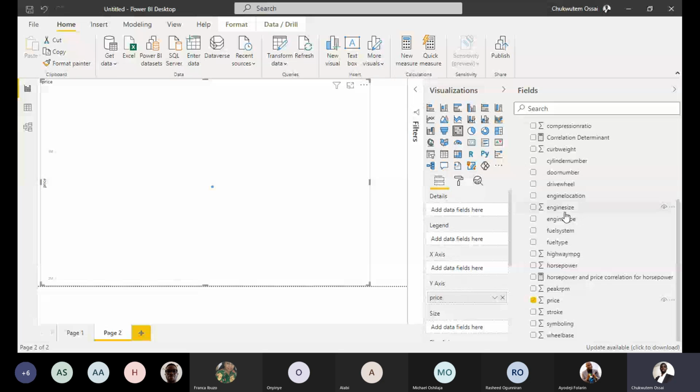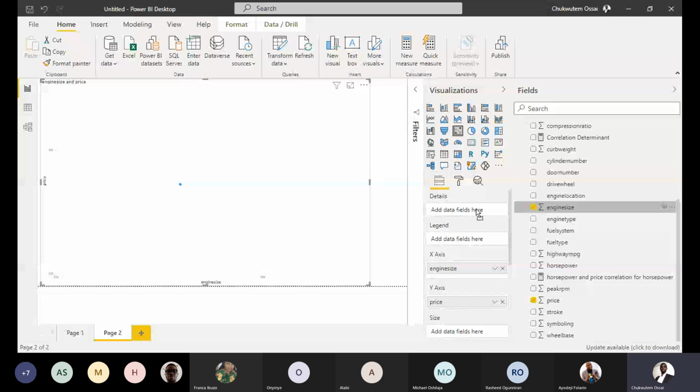Okay. So we want to determine, as the size of the engine is increasing, does it have a positive or negative effect on the price of the car or the vehicle? So let me now bring in the engine size to the S axis. Okay. Now that I've brought it to the S axis, you can see that on the chart it's not giving us anything. So you now bring up the engine size again on the details.